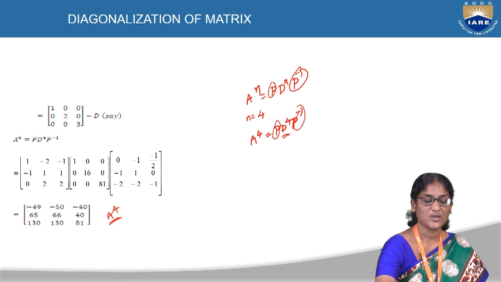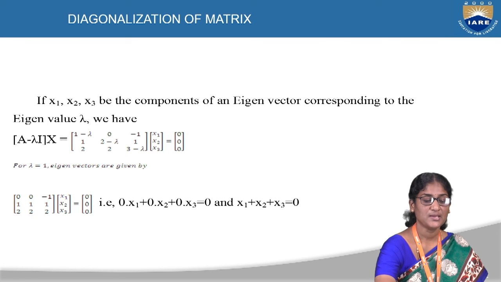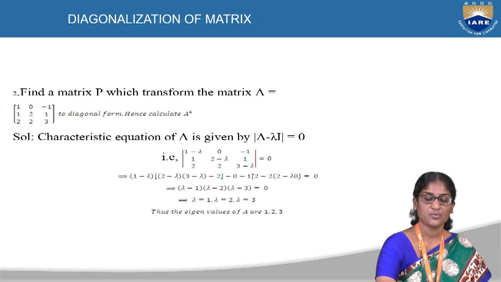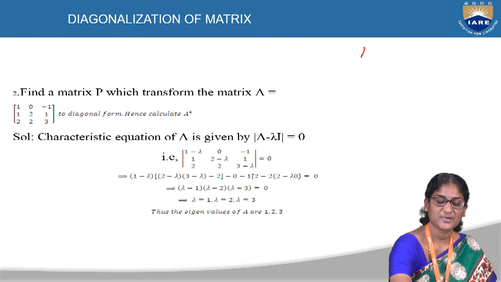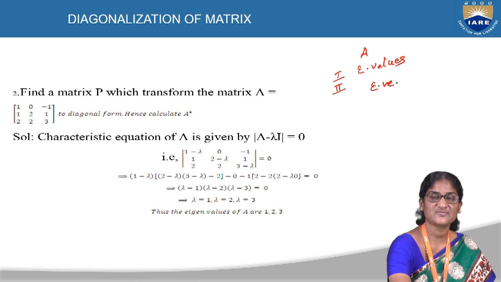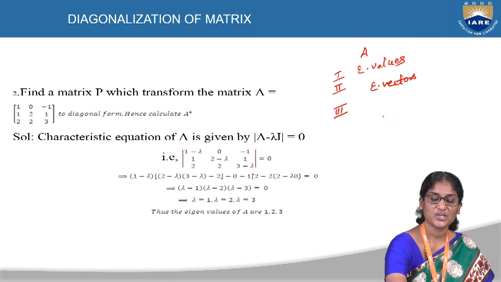Okay, I'll repeat once again how to find out the diagonalization of the matrix. For a given square matrix capital A, in the first step we need to find out the eigenvalues. In the next step we need to find out the eigenvectors for each eigenvalue. Next, in the third stage, we need to find out the modal matrix, which is nothing but the set of eigenvectors.